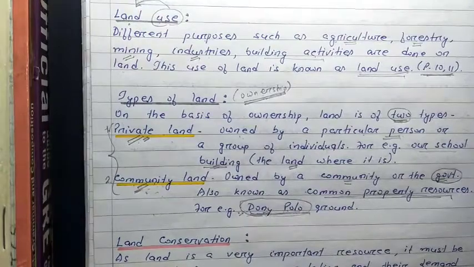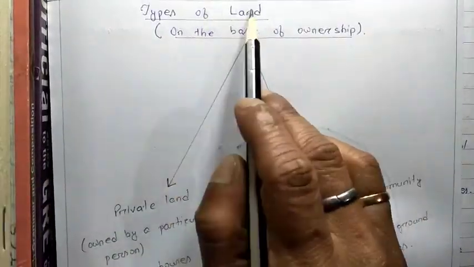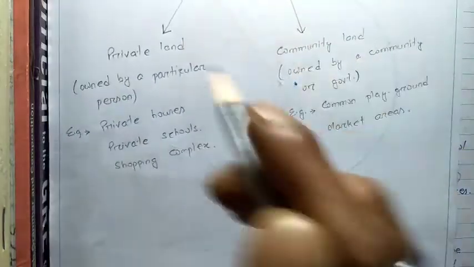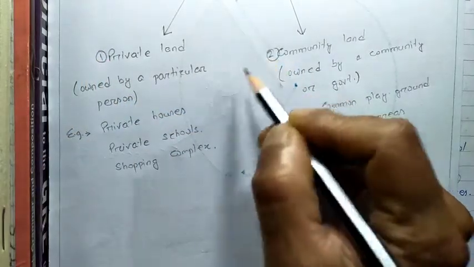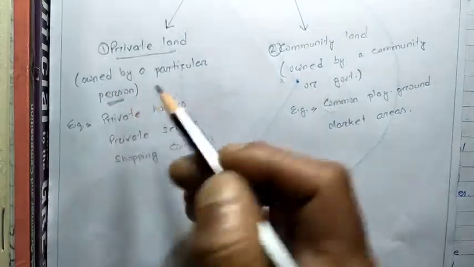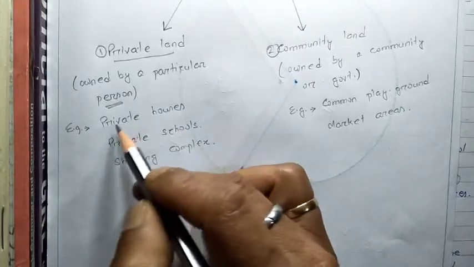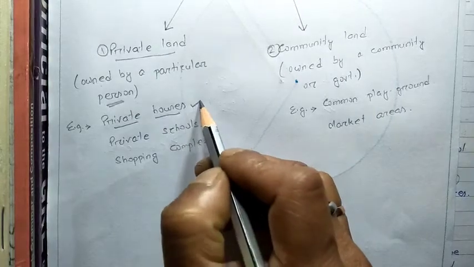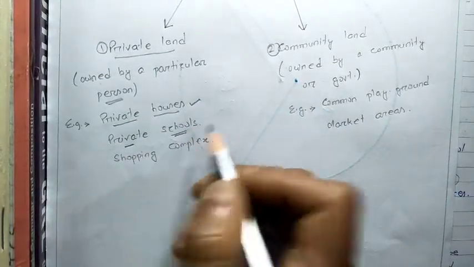I am showing you the classification of this. You can see types of land on the basis of ownership. On the basis of ownership, land is classified into 2 types. One is private land and the second one is community land. Private land is owned by a particular person. I have already explained earlier, and I have given a few examples here. All the private houses, the houses where we generally live, are private property or private land. Private schools, like our school, are also private land.